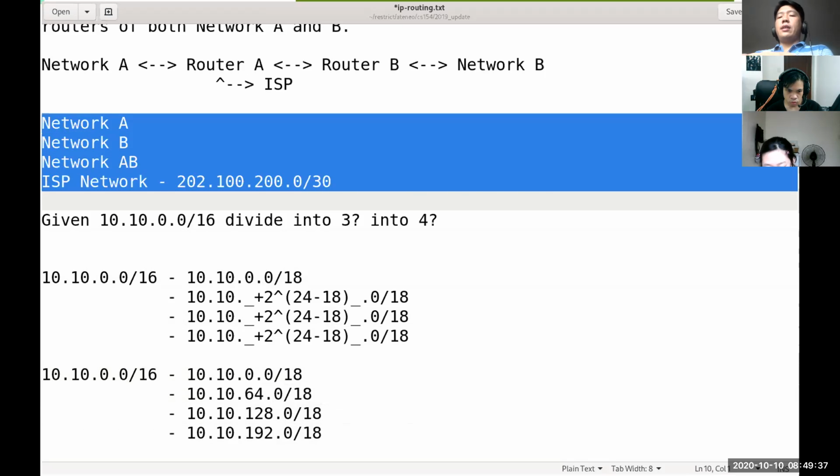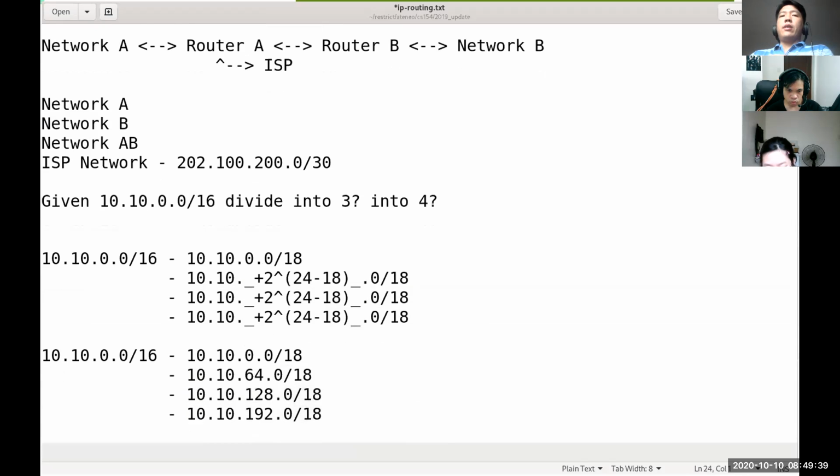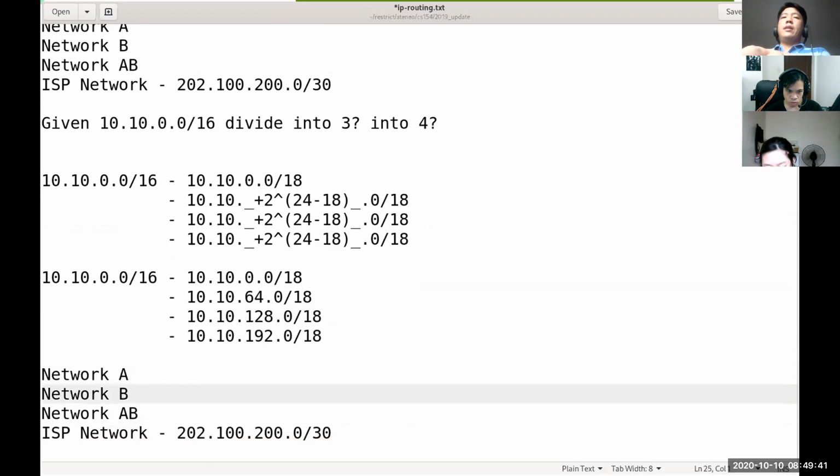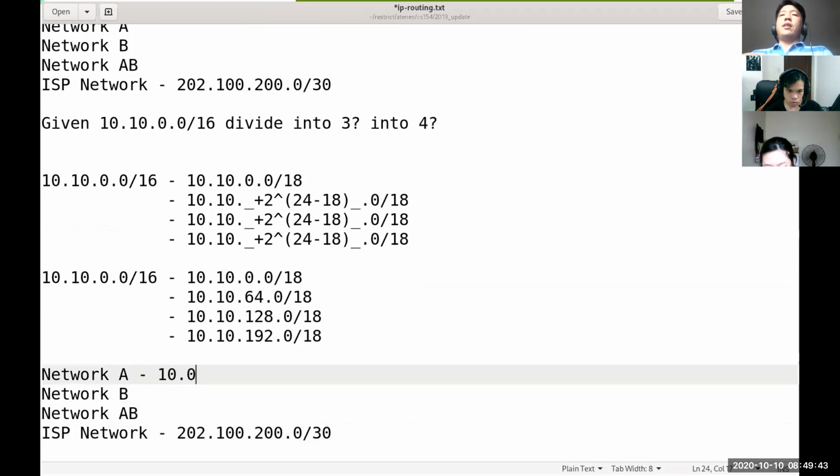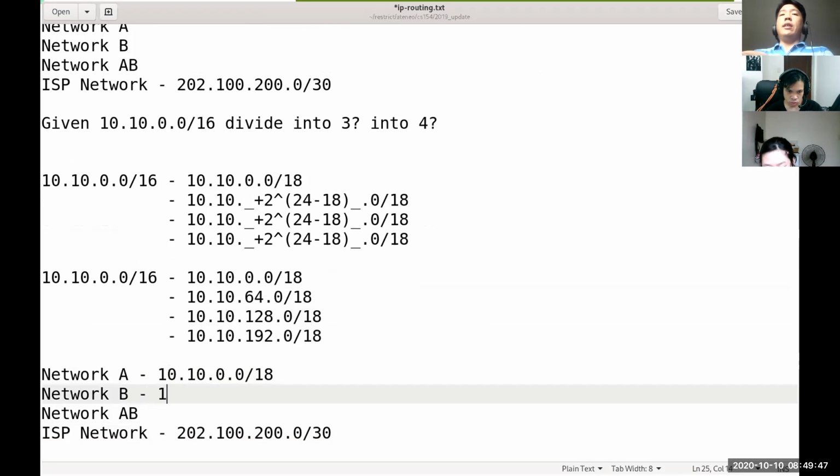So for my exercise here, I can now assign them. Let's just assign them sequentially. It's a bit wasteful because the /18 is big, but this is just an academic exercise. Okay lang.